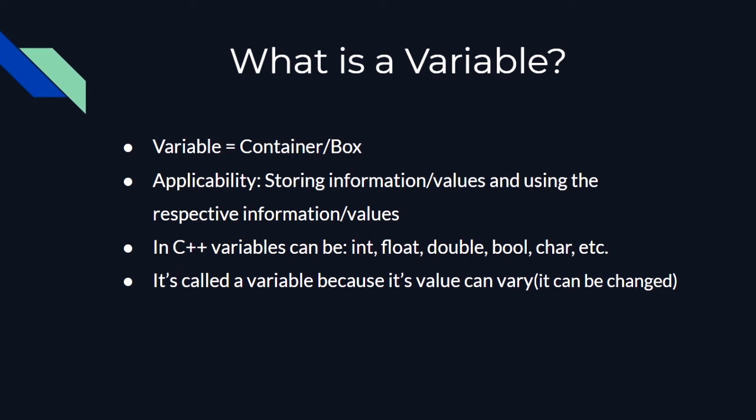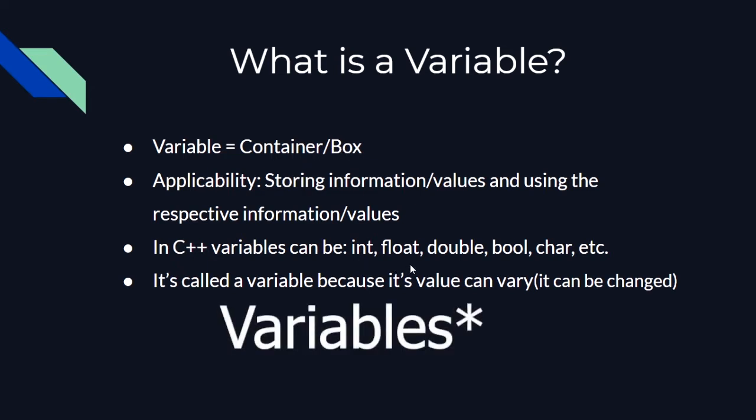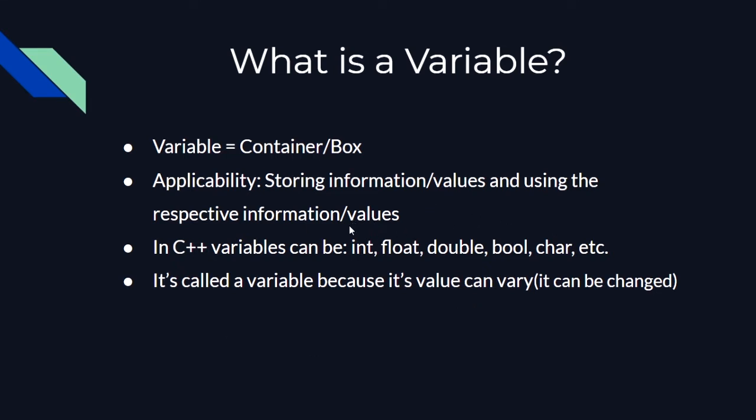A variable is actually a container or a box, in the meaning that it actually stores something, that something being an information or a value. Now, in C++, we have more than just one type of variable. We have int variables, float variables, double variables, etc., all dependent on the data types. Also, it's called a variable because its value can vary. It can be changed or modified later on.